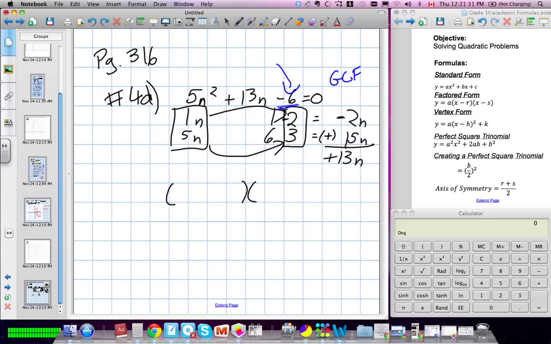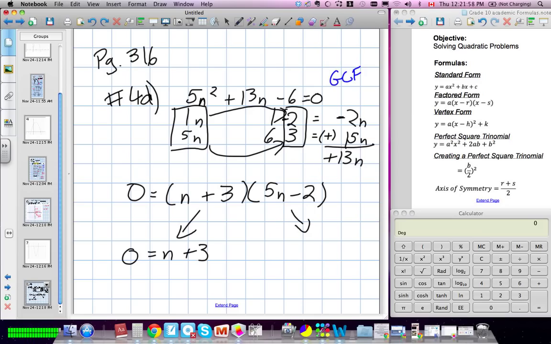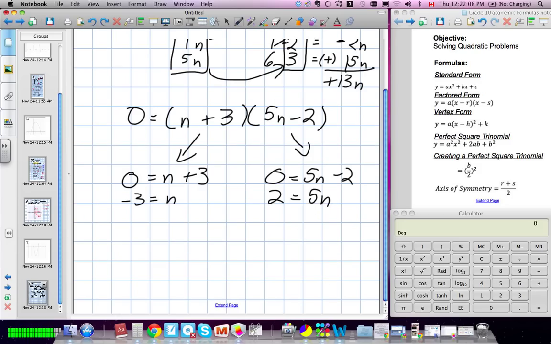So we have n and 5n. Now here's the important part. Because we did 5 times positive 3, the positive 3 and the 5n have to go into opposite brackets. And the 1n and the -2 go into opposite brackets. Now it says to solve by factoring. So what that means is they want to know what does n equal? What are the options? So I would split this equation now. 0 equals n plus 3. 0 equals 5n minus 2. We bring 3 over. N is equal to negative 3. And when we divide by 5, n is equal to 2 over 5.